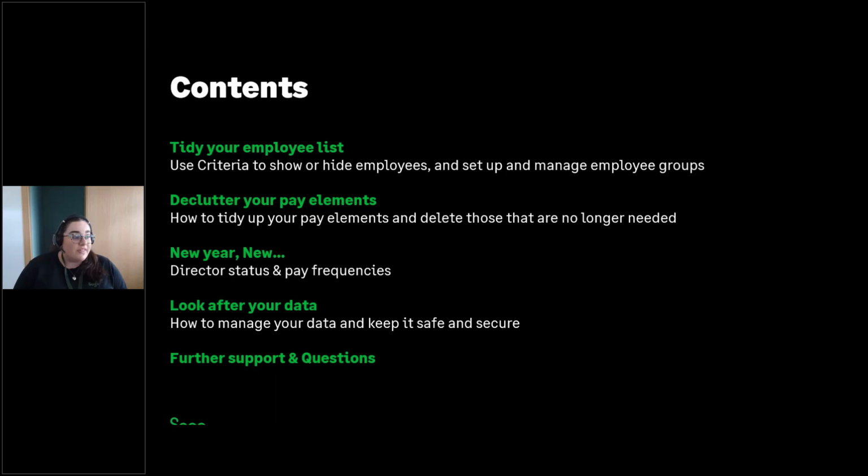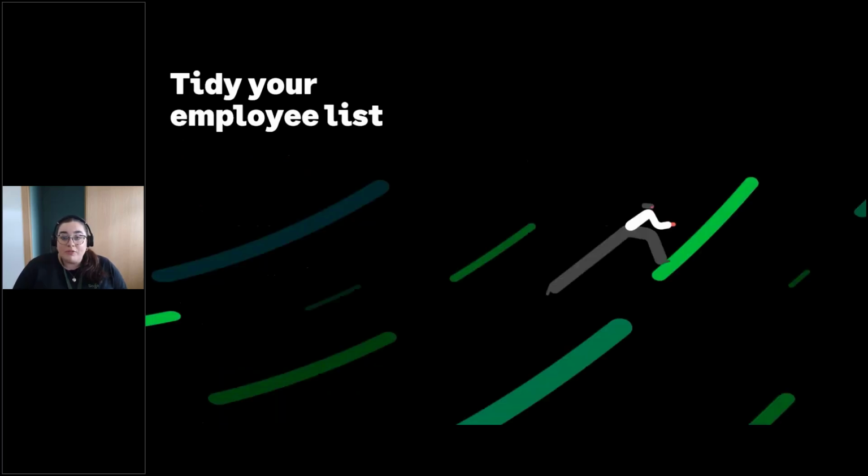So let's move on to that first section then, which is all about tidying up your employee list. So using the criteria to change which employees you can see, filtering the employees in the outline, and a look at employee groups as well if that is something that you'd want to set up.